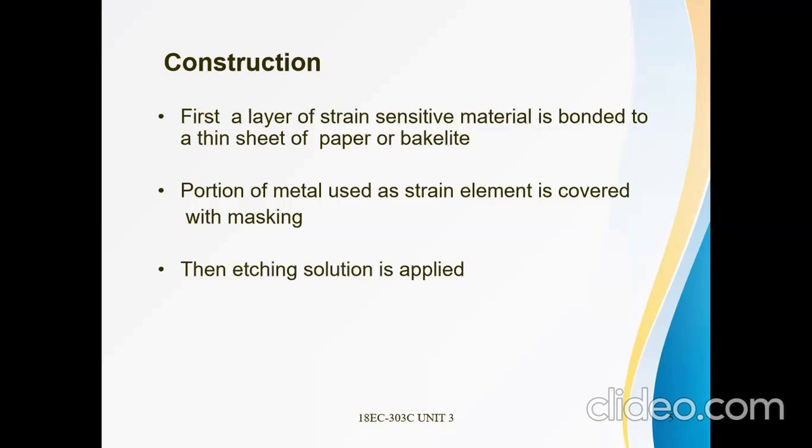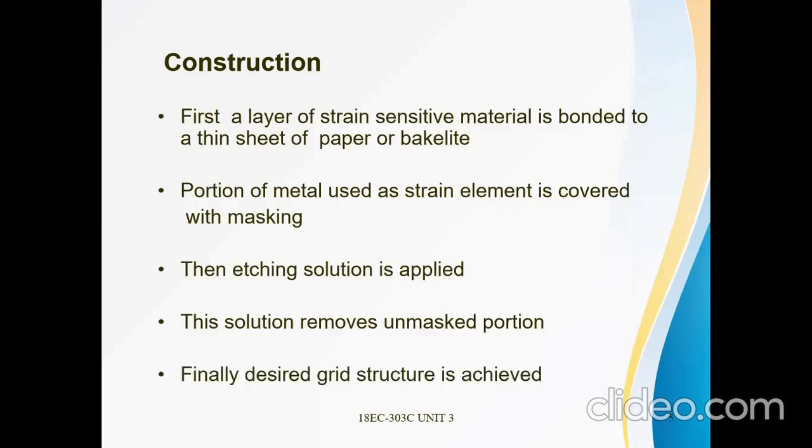So we know what etching is. With this etching, the uncovered part will be removed. That means this etching process removes the unmasked portion. After etching, on the paper sheet, only the masked metal remains. Finally, the desired grid structure is achieved. Whatever we needed is on the paper, and the remainder is removed from the sheet.